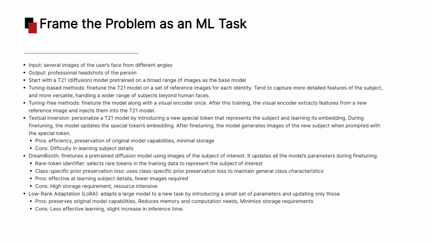Trade-off summary. DreamBooth: best identity fidelity, higher cost. Textual Inversion: most efficient in storage and speed, but detail capture is weaker. LoRA: balanced approach, good quality with low resource usage, tuning-free methods, instant personalization, but lower detail accuracy.